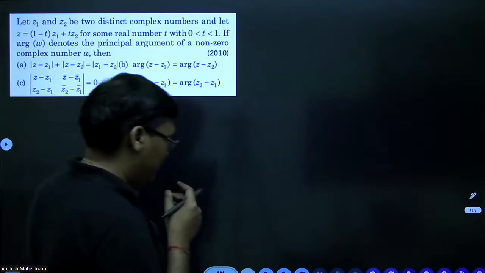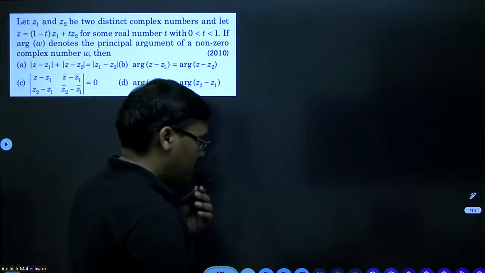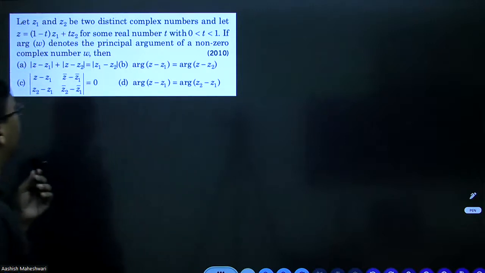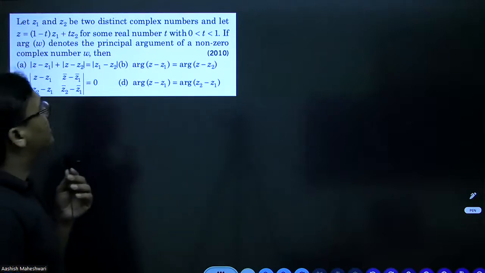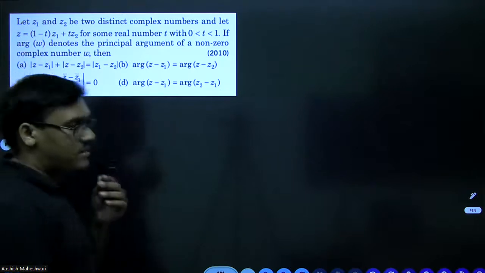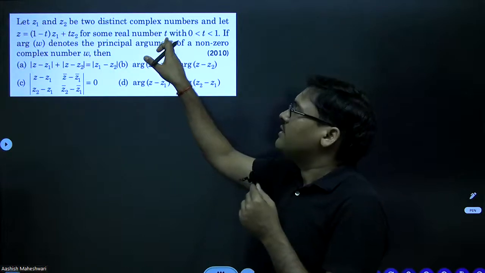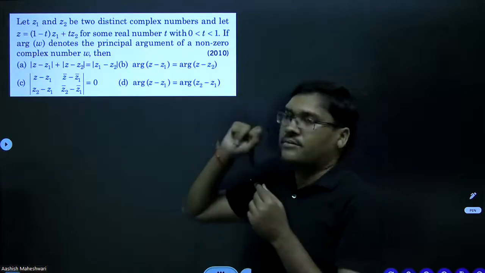Oh, nice. Now this is one very interesting question which was asked in JEE Advanced 2010. So देखो यहाँ से. The question here is Z1, Z2 are two distinct complex numbers and given Z is equal to (1 minus t)Z1 plus tZ2. ठीक है? इधर आ रहा.